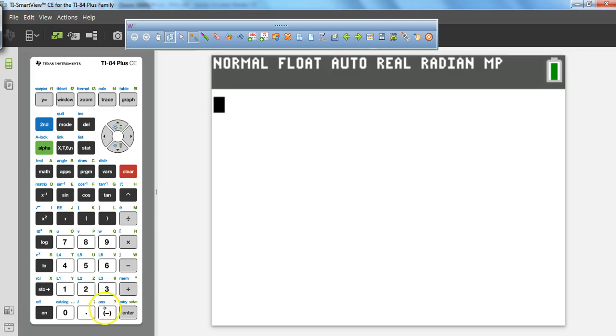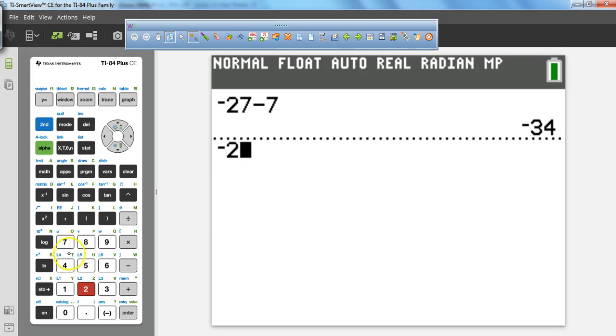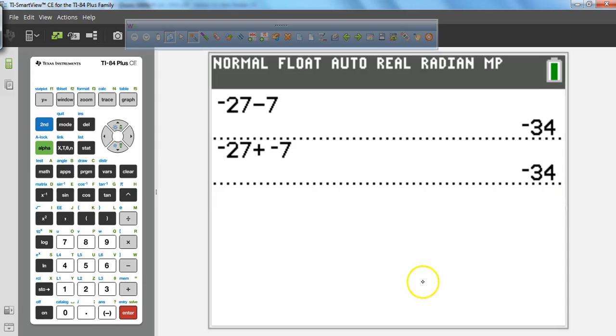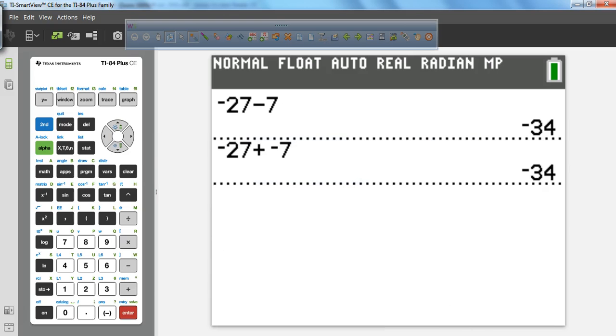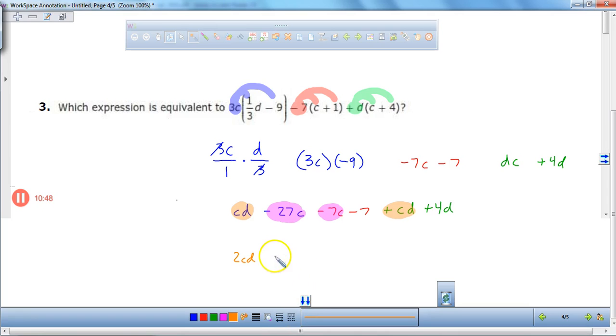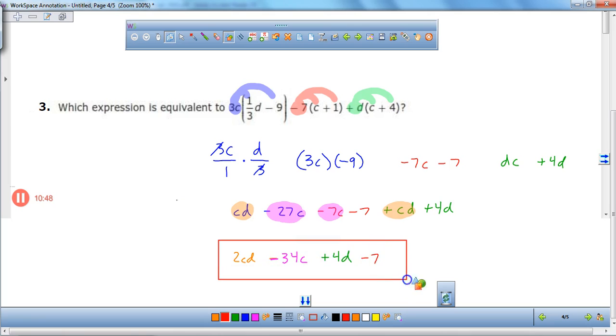You can still use a graphing calculator. Watch, negative 27 minus 7 more still gets you negative 34, just like negative 27 plus a negative 7. Either way, still gives you a negative 34. You're just adding those together. All right, so we get negative 34c. And then we have minus 7 plus 4d. Well, I'm going to put the d's first, and I'm going to put the constant at the end, and there is your answer.